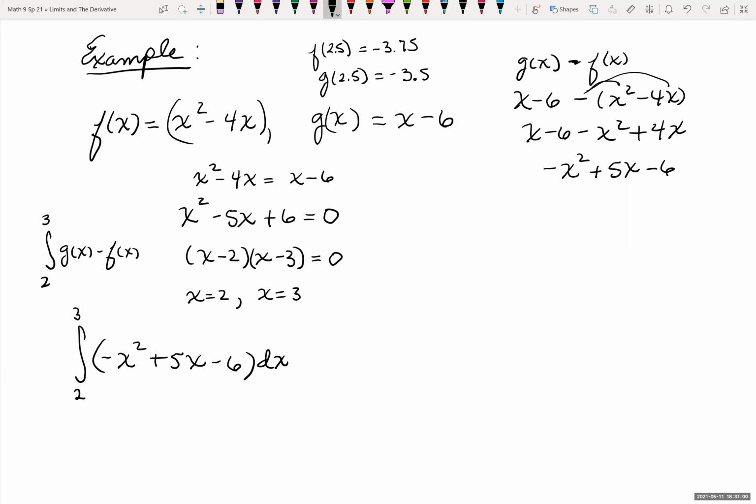And so now we can take the antiderivative of our integrand, using the general power rule for each piece: add 1 to our exponent. So we get negative x cubed over 3 plus 5x squared over 2, dividing by that new exponent. And then the antiderivative of negative 6 is negative 6x, evaluating this from 2 to 3.